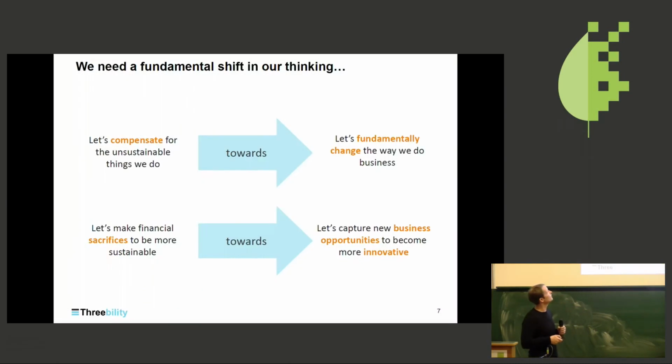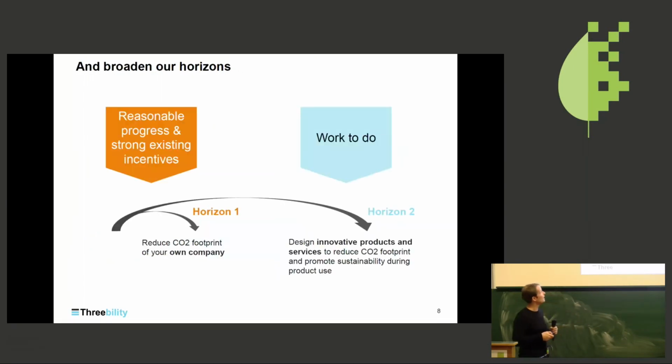So what was really needed was a change of thinking from let's compensate for the unsustainable things we do towards let's actually fundamentally change the way we do business. And from let's make financial sacrifices to be more sustainable to actually capture new business opportunities and become more innovative. In other words, what was also needed was a shift of thinking from what I would call Horizon 2.